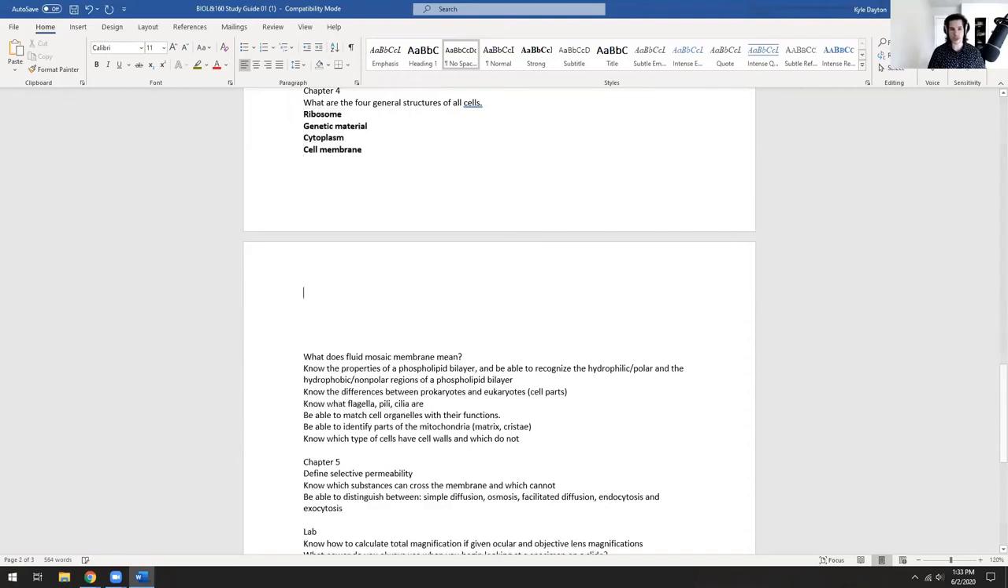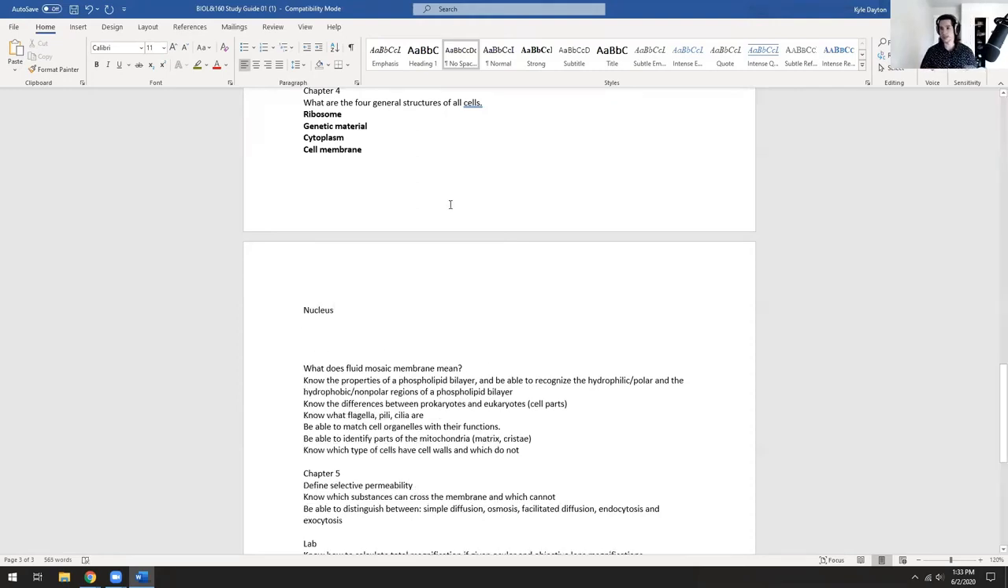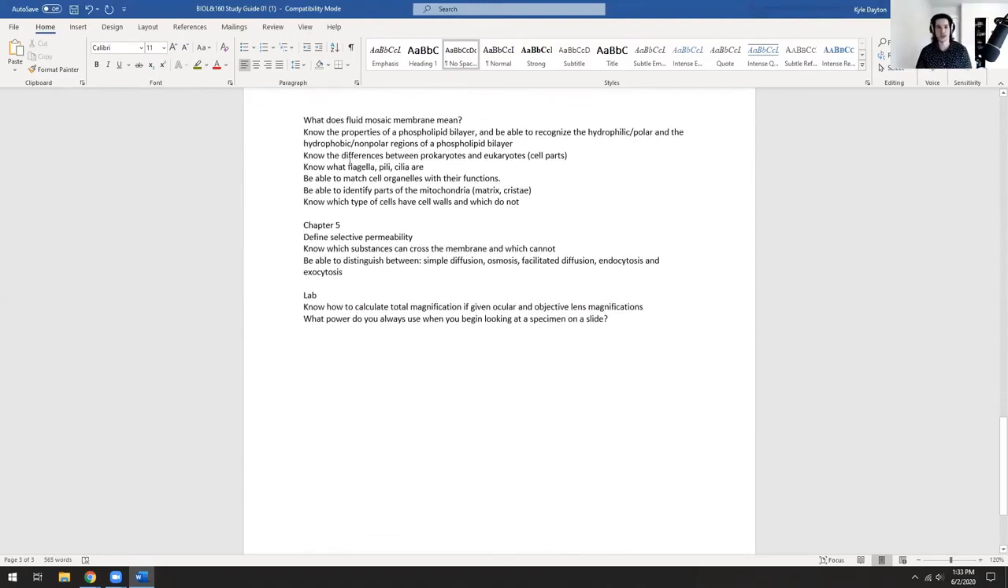What you'll usually see as a trick, not just on my test but on everyone's test, MCAT, PCAT, whatever test you're taking, is they're going to ask, what about nucleus? But that's a no-go. Nucleus is not a component of all cells, because we know that bacteria are a type of cell. Bacteria have no nuclei. What does fluid mosaic membrane mean? It just means that it's composed of many parts, and it's fluid, so it's constantly in flux, losing and gaining things.